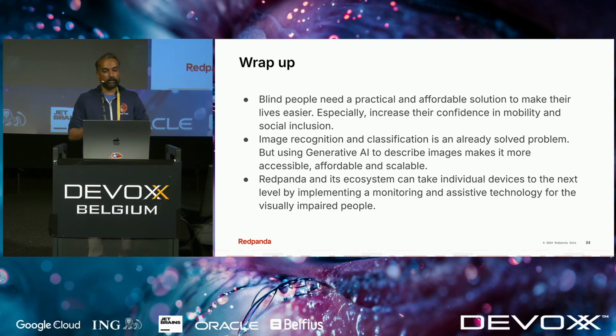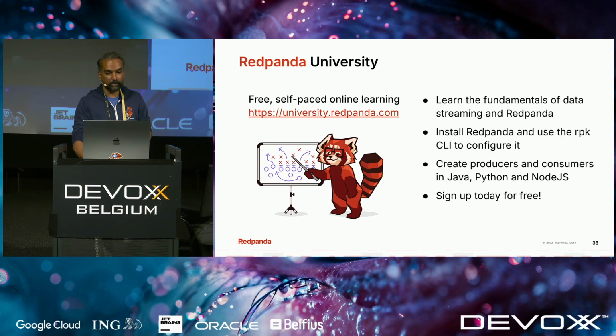And to make it scale out and make a bigger impact on the technology ecosystem, we can bring in more advanced technologies like Red Panda and its ecosystem to make it an integrated monitoring solution, so that we can make sure all the patients who are wearing these devices will get help whenever it is necessary. So that's the idea of this talk.